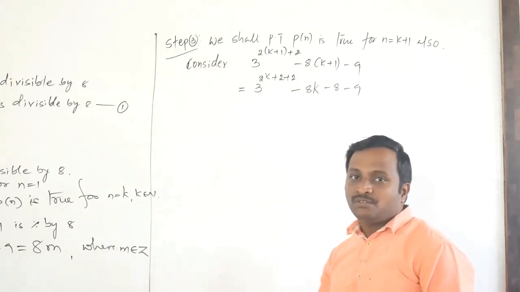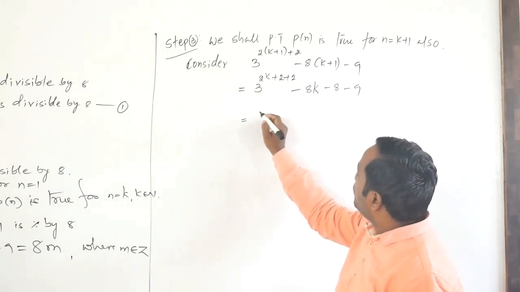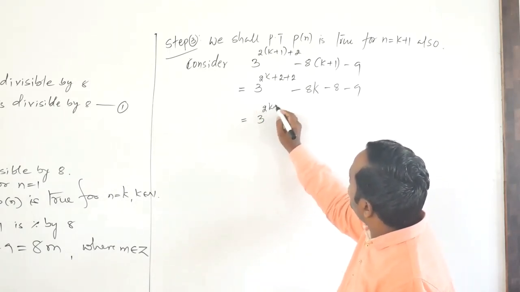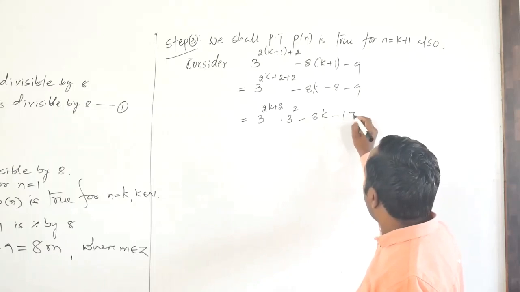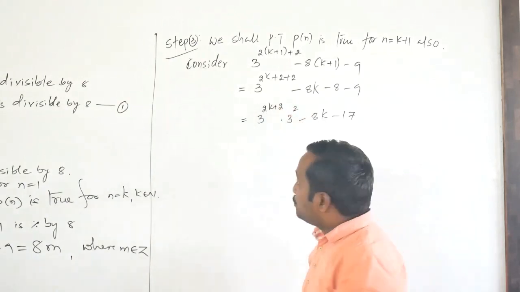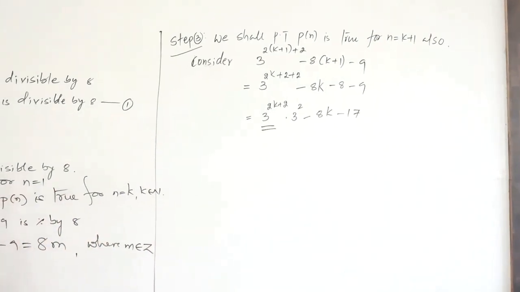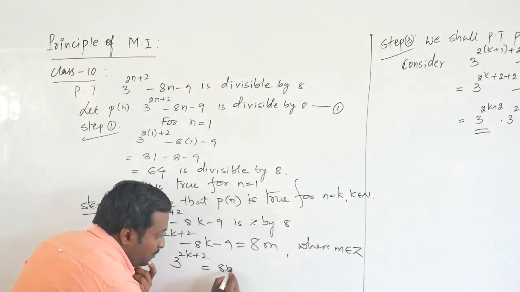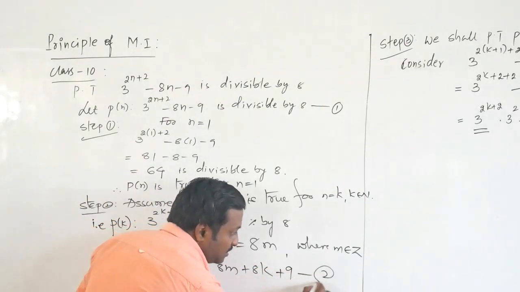Now what should we do? Here, eliminate the 3 raised to 2k plus 2. For that I can write this as 3 raised to 2k plus 2 into 3 square, minus 8k minus 8 minus 9, that is minus 17. According to the law of indices, a raised to m into a raised to n. So eliminate 3 raised to 2k plus 2 using equation number 2. So 3 raised to 2k plus 2 can be written as 8m plus 8k plus 9. Let us take this as equation number 2.